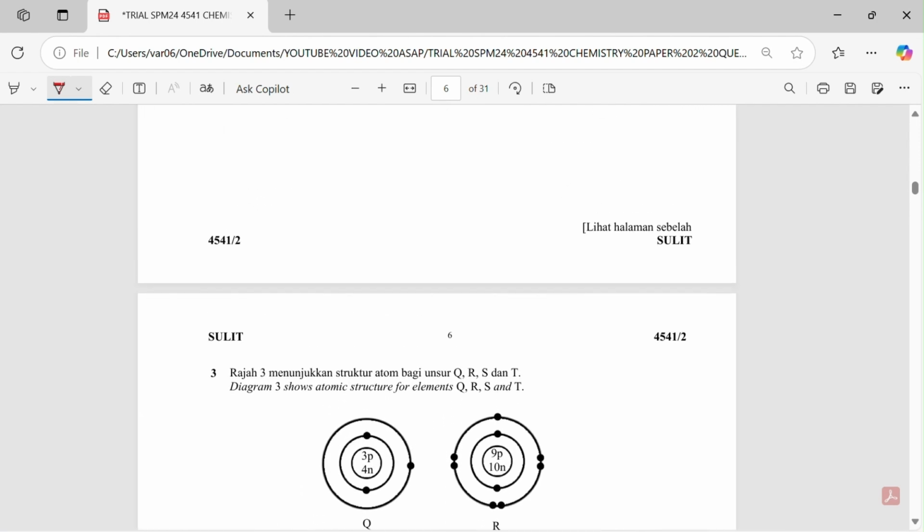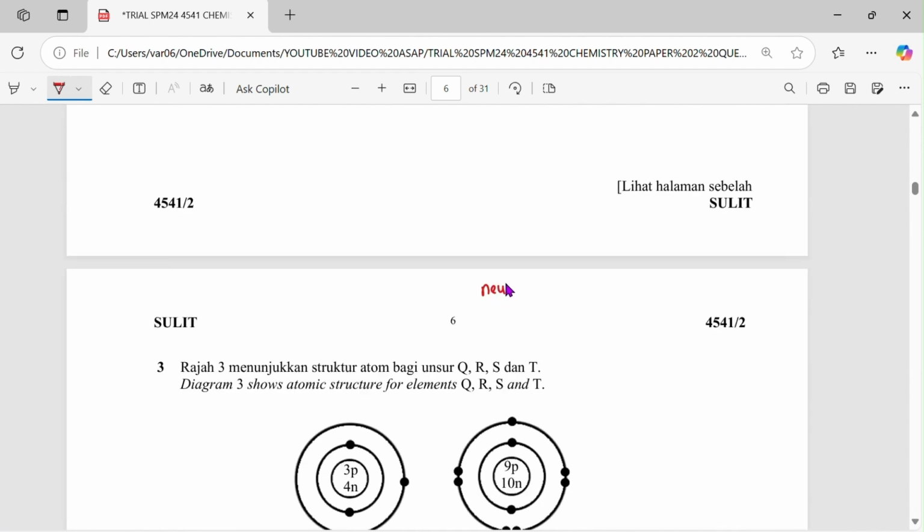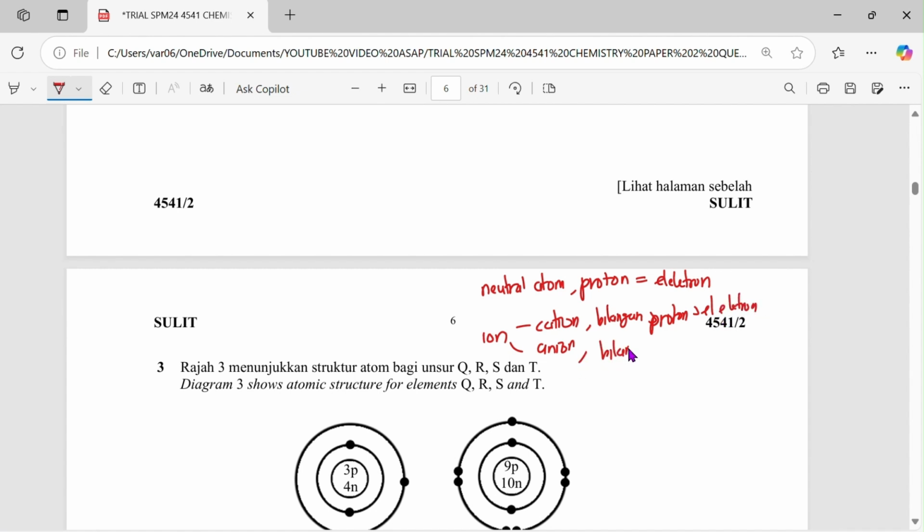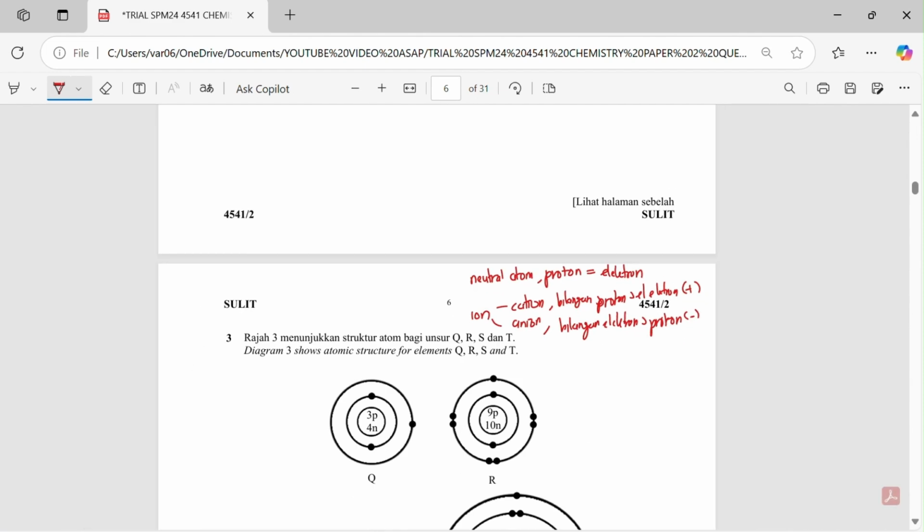Next, berapakah bilangan elektron dalam atom Q? Okay, so for this one, in a neutral atom, your bilangan proton will be equivalent to electron. However, for ion, there are 2 possibilities. One, cation, another one, anion. In cation, the bilangan proton lebih banyak berbanding bilangan elektron. Whereas, for your anion, bilangan elektron lebih banyak berbanding bilangan proton. So this makes your cation positively charged and your anion negatively charged.